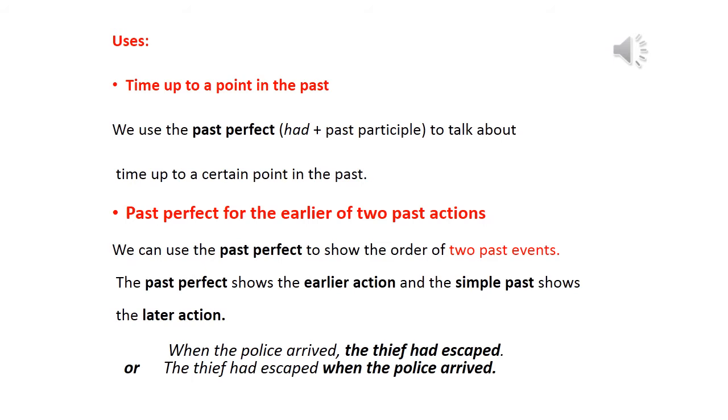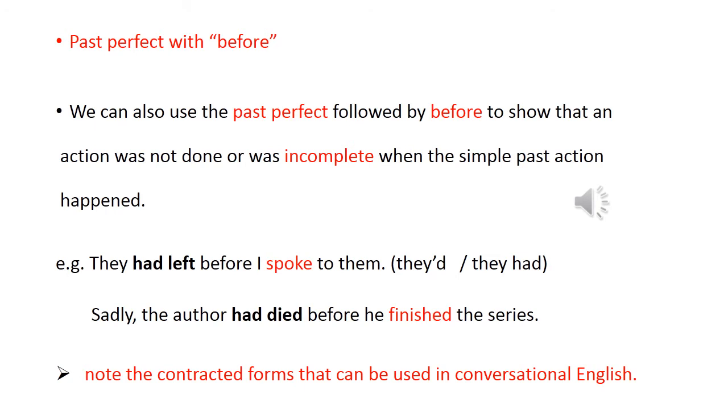So the thief had escaped. Since we are beginning the sentence with this action, immediately it is recognized as the first completed action in the past. The police arriving is the second completed action in the past. So we have two actions in the past, and we have to think of them as the first completed action in the past and the second completed action in the past. And then decide the first completed action will take the past perfect tense and the second completed action will take the simple past tense.